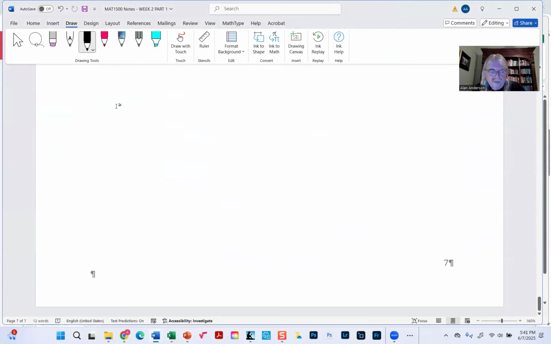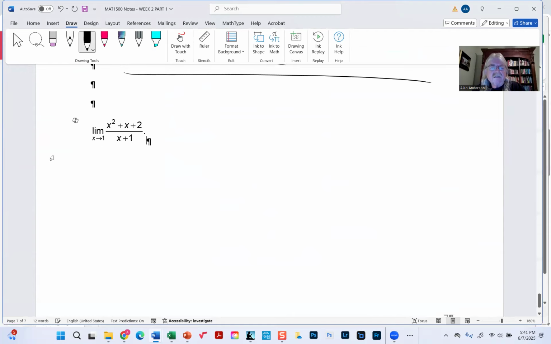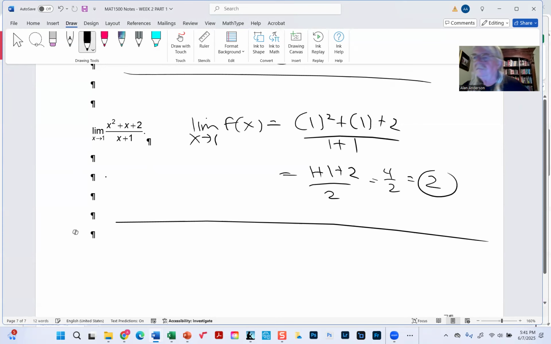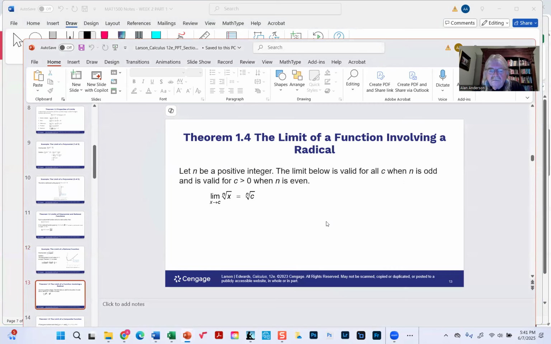Let's see. So yes, there is potential for division by 0, but luckily we're not being asked to find the limit as x goes to -1. So first, 1 squared plus 1 plus 2 all over 1 plus 1. And it's just, ooh, radicals. Wow. This is getting very intense.